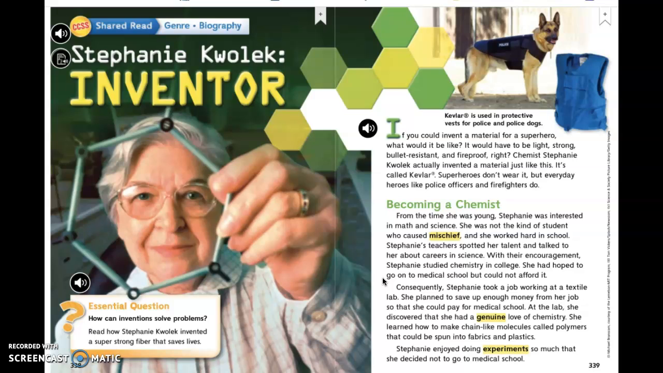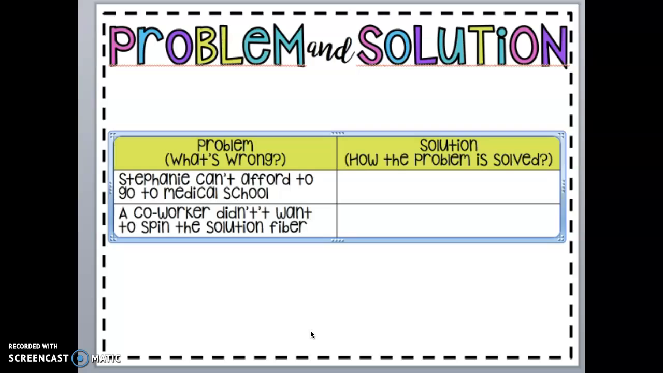So to solve her problem, she decides to get a job at a textile lab where she saves money so she can go to medical school. Let's put that solution into our chart. All right, here we are on our chart. Now remember, our problem again was Stephanie can't afford to go to medical school, and we just read that she was able to solve her problem by getting a job at a textile lab and saving money. So we'll put the solution right here.